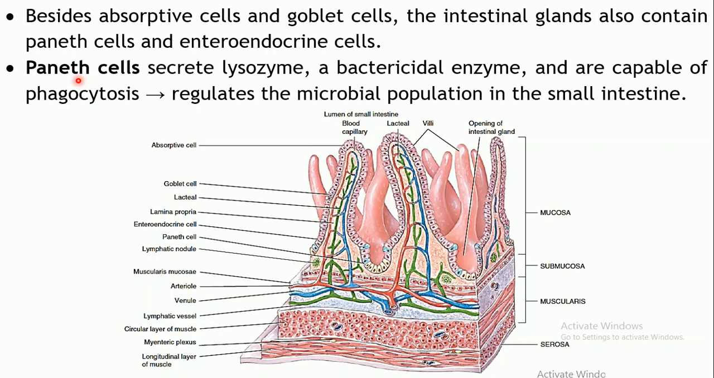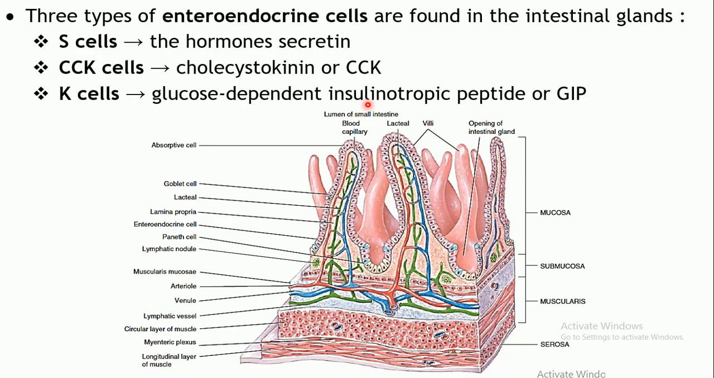Now what are these Paneth cells? The function of Paneth cells is to secrete the lysozyme, which is a bactericidal enzyme, which is capable of phagocytosis also. So it will have a protective function. It will help in regulating the microbial population in the small intestine. Apart from that, one more type of cells which are present in the intestinal glands are the enteroendocrine cells.